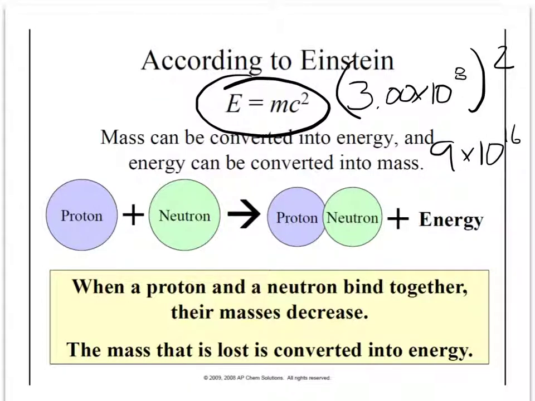That is 90 quadrillion. So you are taking the mass that's lost, multiplying it by 90 quadrillion, and that is how much energy is released. So even a tiny, tiny amount of mass can produce a large amount of energy. That's why nuclear explosions and nuclear energy are so powerful, because it's a ton of energy being released from a very, very small amount of matter.